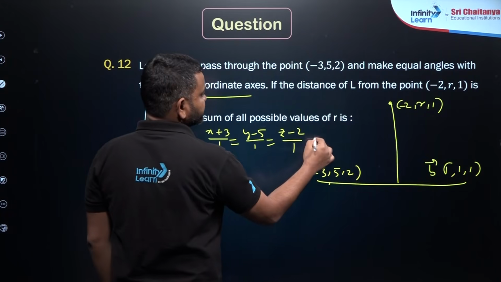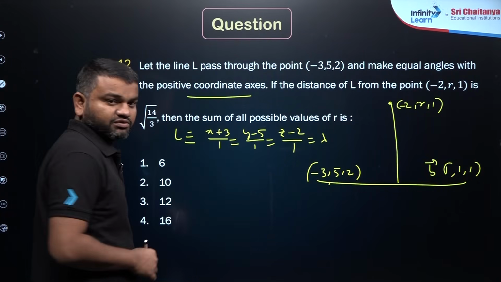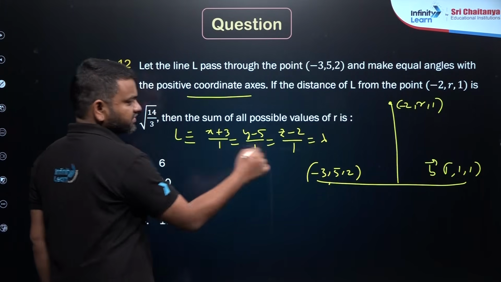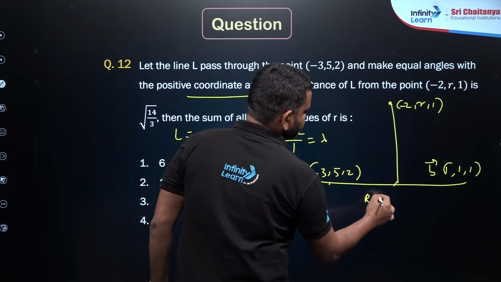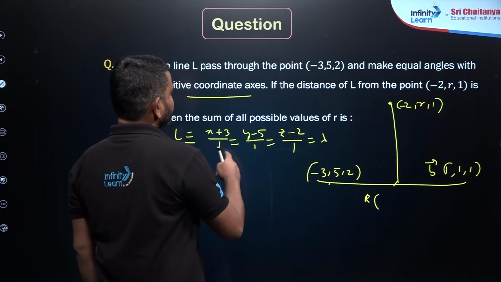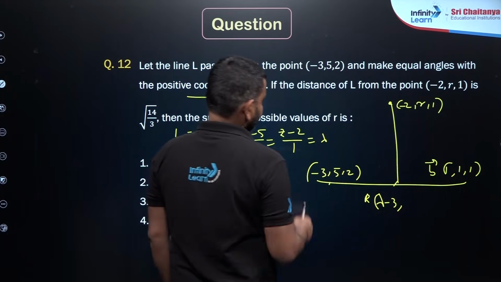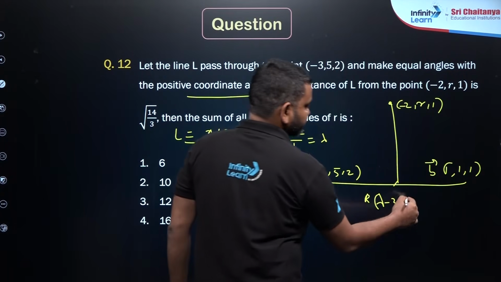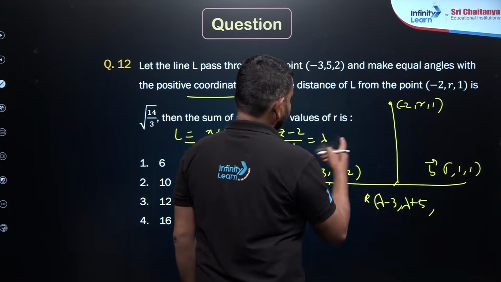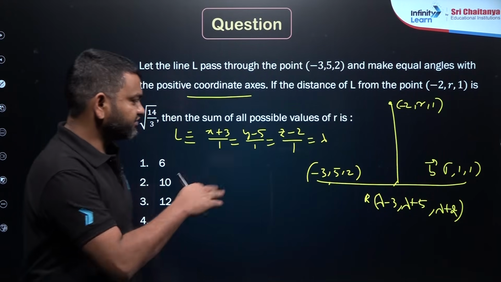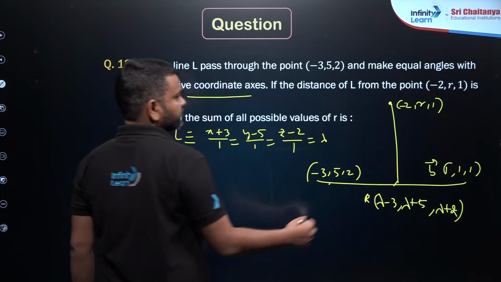Right, so if I take this is equal to some random value variable which is lambda, so here we are going to get x, y, z values as, I'm just directly writing here point R, I am just assuming this is going to be lambda minus 3, and here we are getting lambda plus 5, and here we are having lambda plus 2. Right, so if this is what we have here, let us say this is point P.